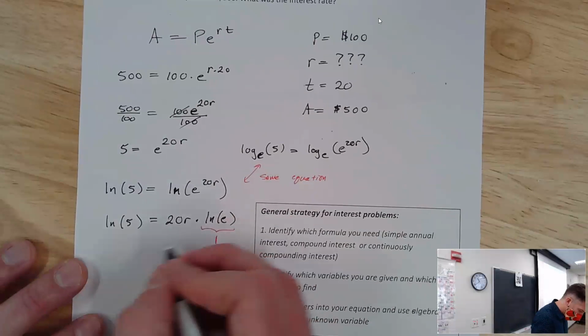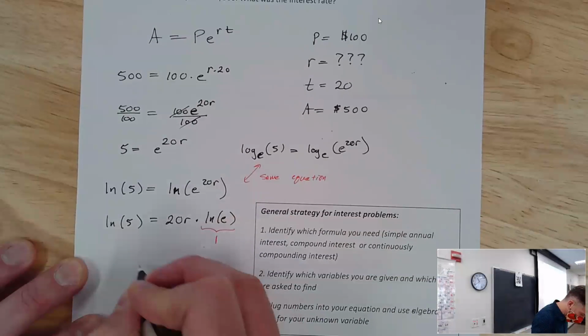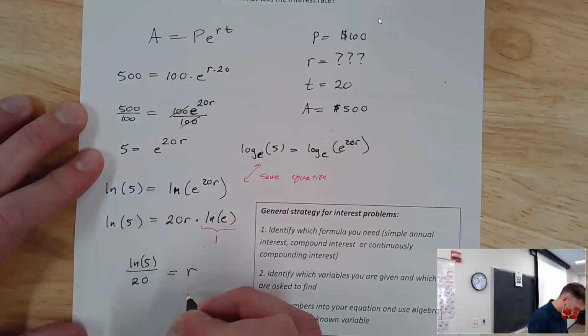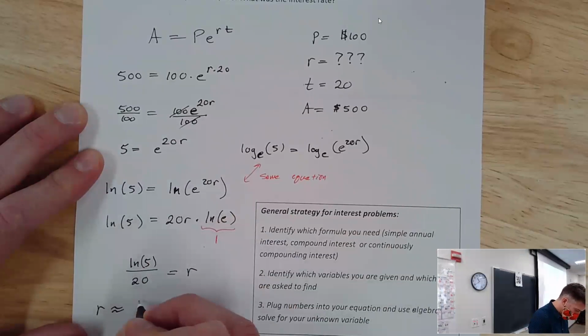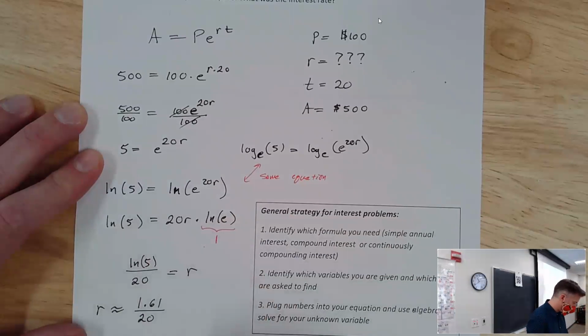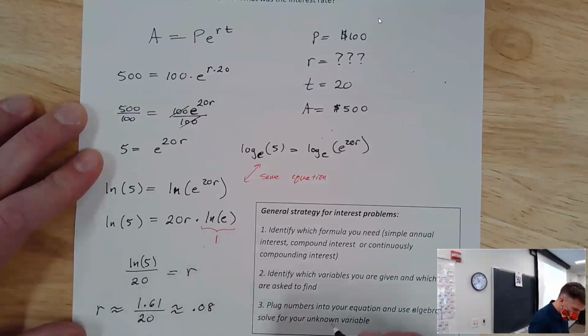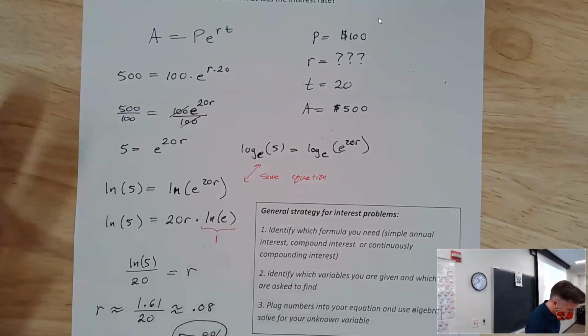And then we solve for R by dividing by 20. So we get the natural log of 5 divided by 20. And then when you pull out the calculator, that's going to be approximately, natural log of 5 is about 1.61 divided by 20. And so that's going to be about 0.08. So you can say that R is 0.08, or you can write it as a percentage and say that R is about 8%. Here's the interest rate.